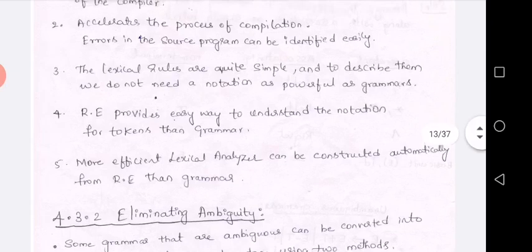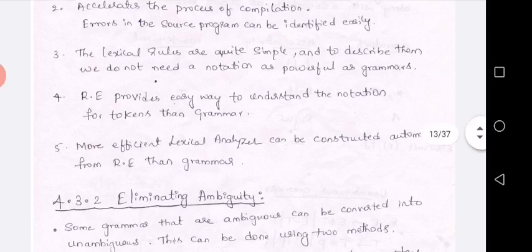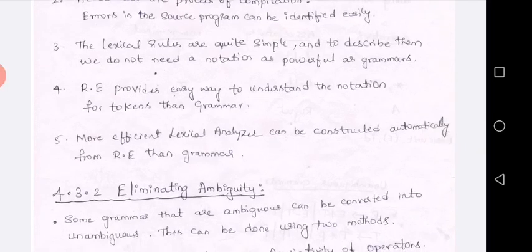Then regular expression provides an easier notation to understand for tokens than grammar. So a regular expression will help us understand the tokens compared to the grammar. Grammar will be a bit more complex. It will help for the compilation process, that's obvious. But when we compare the use of regular expressions for tokens and the use of grammar in the syntax analyzer, the regular expression is a bit simpler, that's it, nothing else. Both are important, you cannot skip the regular expression or the grammar.